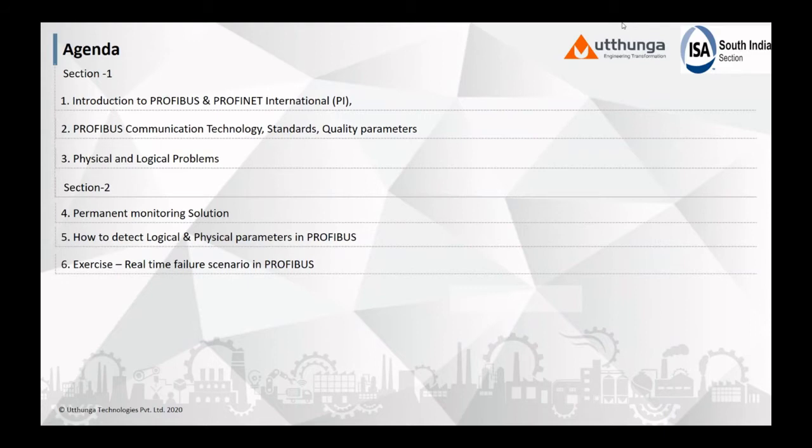Fine. I'm Angad. I'm going to cover the basics, and in the second part Guru will take over. The agenda for the first section is the exact basics of PROFIBUS technology, the commissioning standards and PI standards that have to be maintained in the network, and the physical problems and logical problems we are facing in the network. That is the first part. The second part covers how we can troubleshoot the network using our unique tools and how we can resolve the problems. So without any delay, I will move. Can you move to the next slide, Guru?